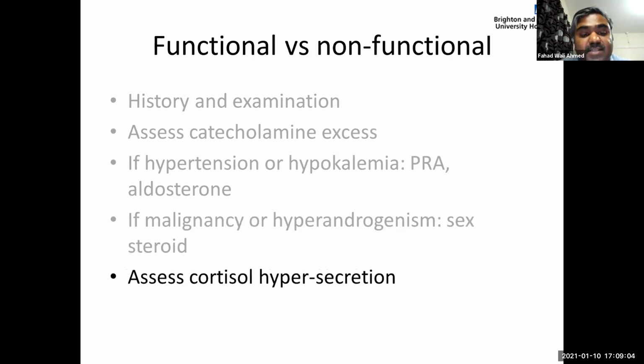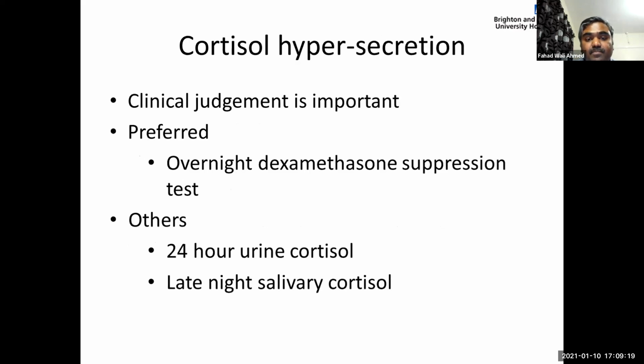We also need to assess cortisol hypersecretion, and this is the most difficult part of the assessment, because quite a lot of patients can have signs and symptoms but a normal test, or they can have a positive test but no signs and symptoms. Therefore, clinical judgment is very important.